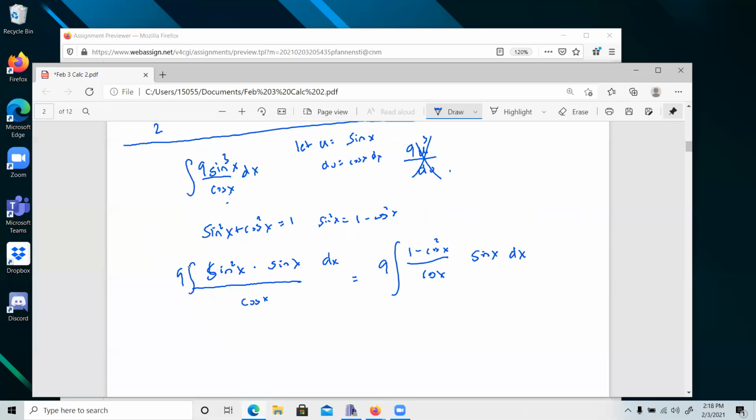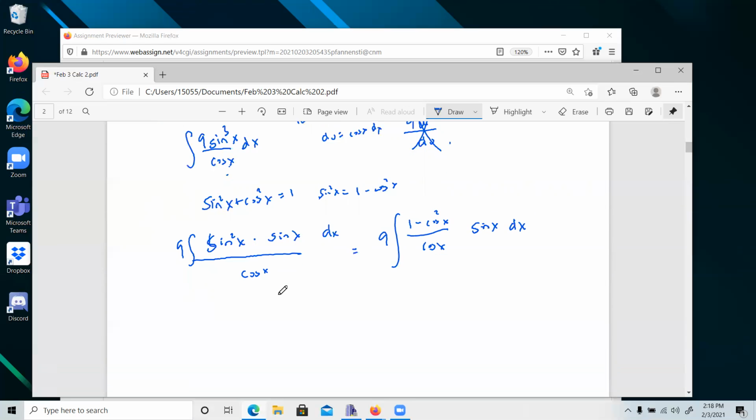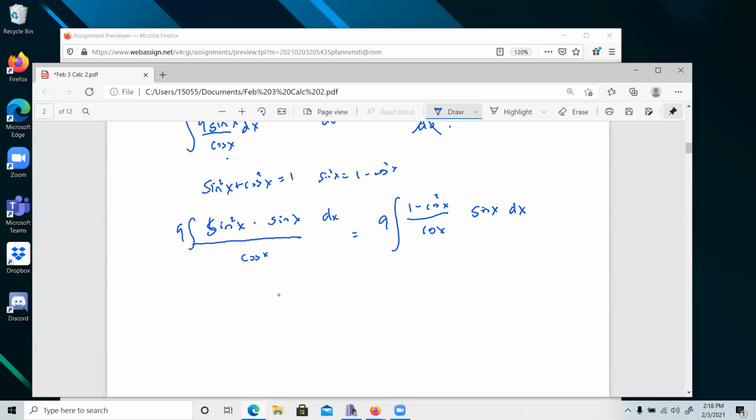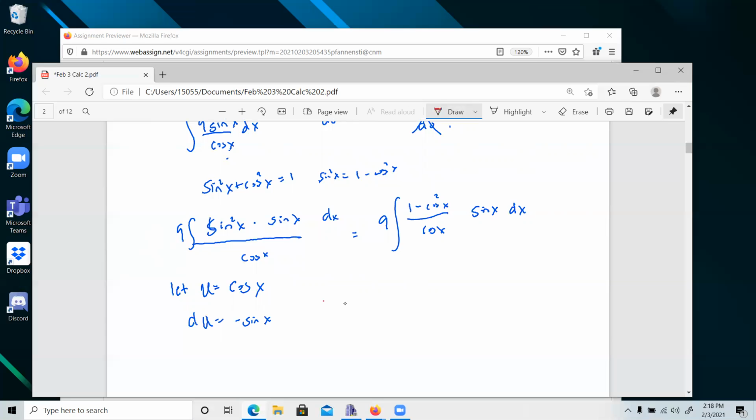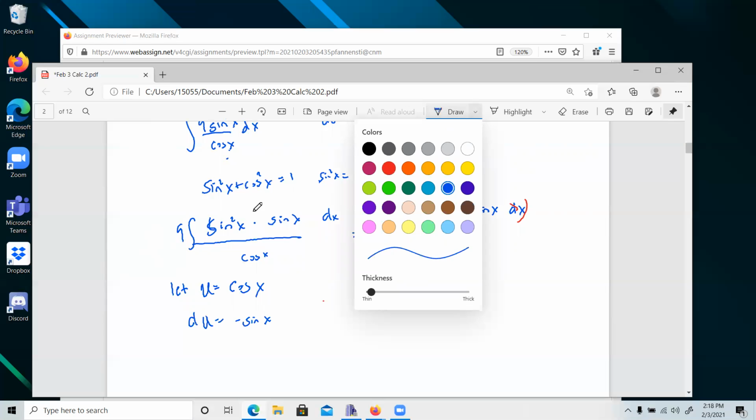Let's just try this out and see what happens. So we've got let u equal cosine x. Then du is equal to negative sine x. So I'm going to need to add in a negative sign here, right? So we're multiplying by 1. Okay, here's my du now.